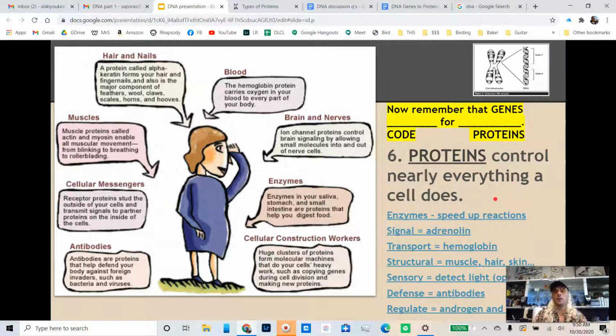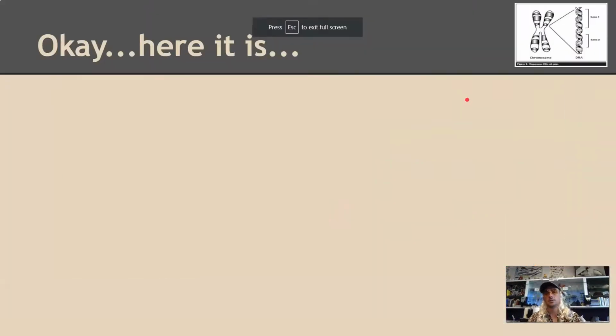And then there's also regulatory proteins. These control our metabolism. Our thyroid makes many of these. And there are other ones, androgen and estrogen, that teenagers get flooded with at some point in their life that brings the onset of puberty. And so these regulate all kinds of chemical reactions in our bodies as well.